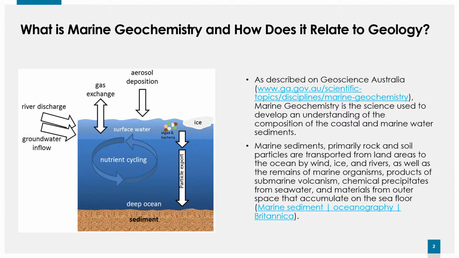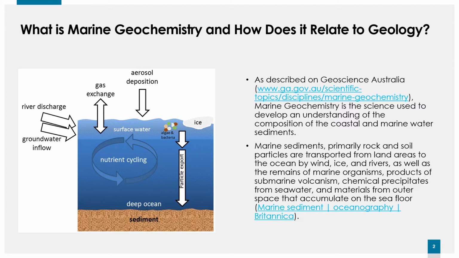As described on Geoscience Australia, marine geochemistry is the science used to develop an understanding of the composition of the coastal and marine water sediments. Marine sediments, primarily rock and soil particles, are transported from land areas to the ocean by wind, ice, and rivers, as well as the remains of marine organisms, products of submarine volcanism, chemical precipitates from seawater, and materials from outer space that accumulate on the sea floor.